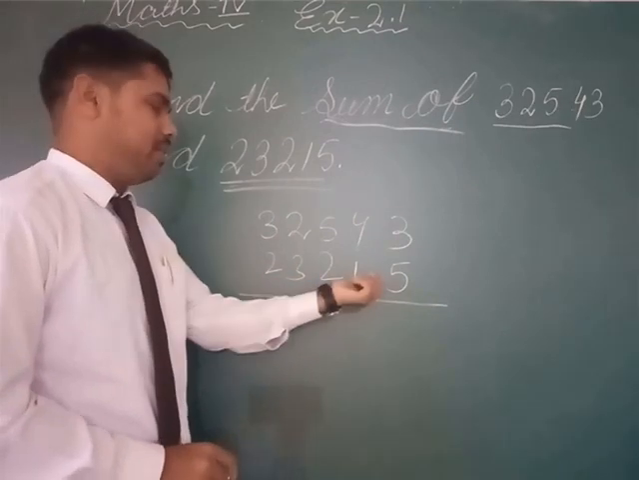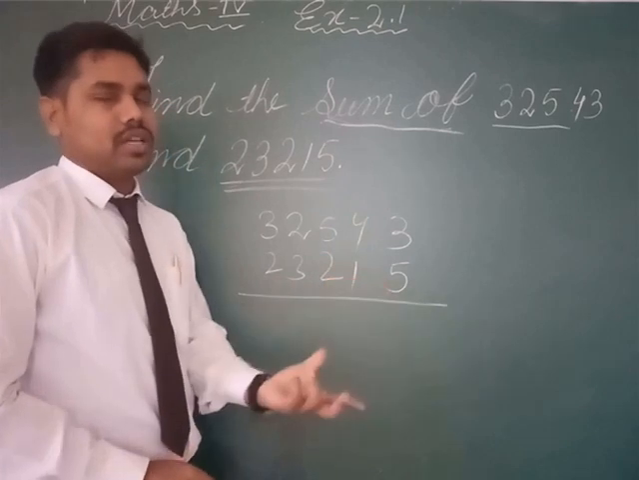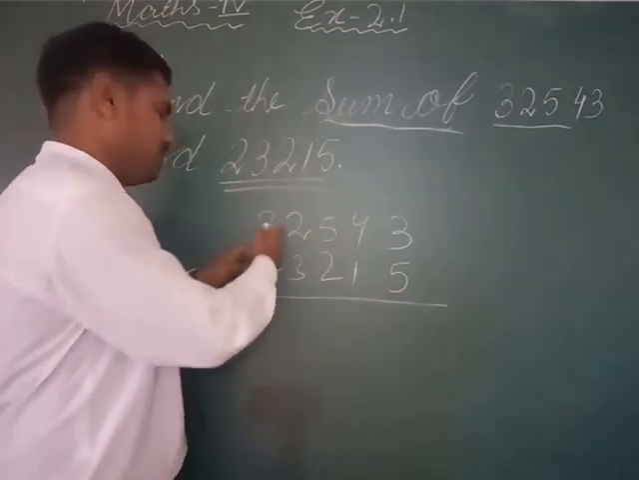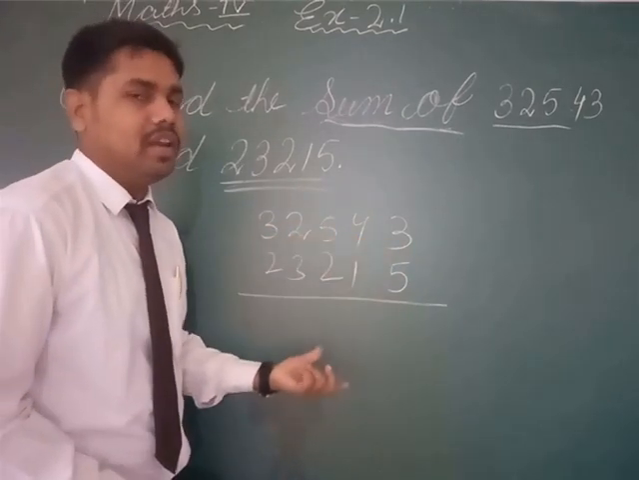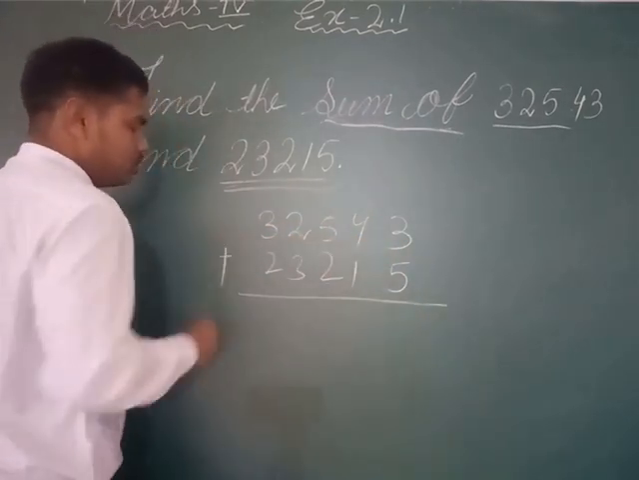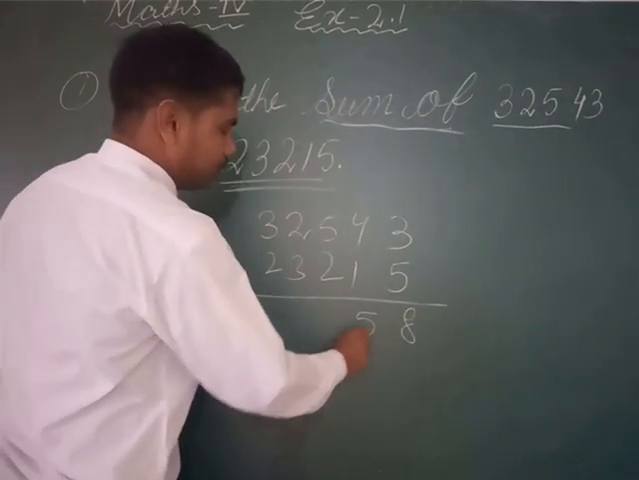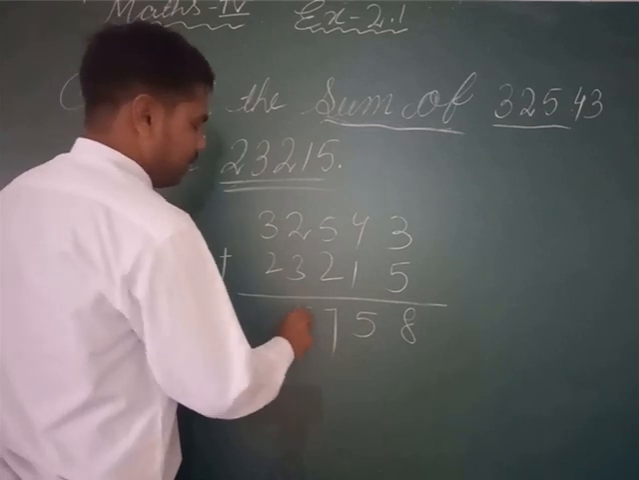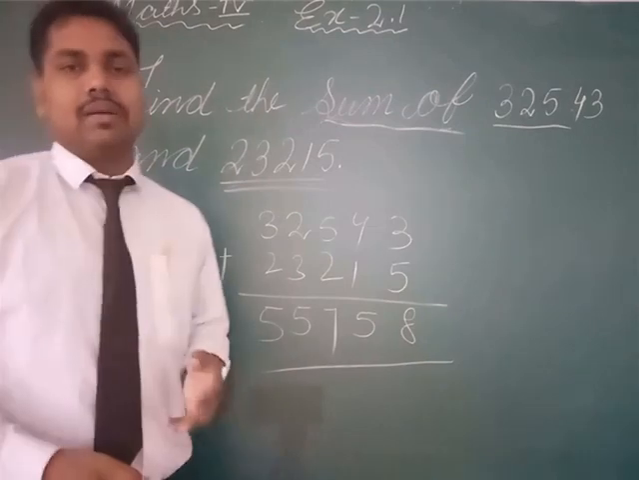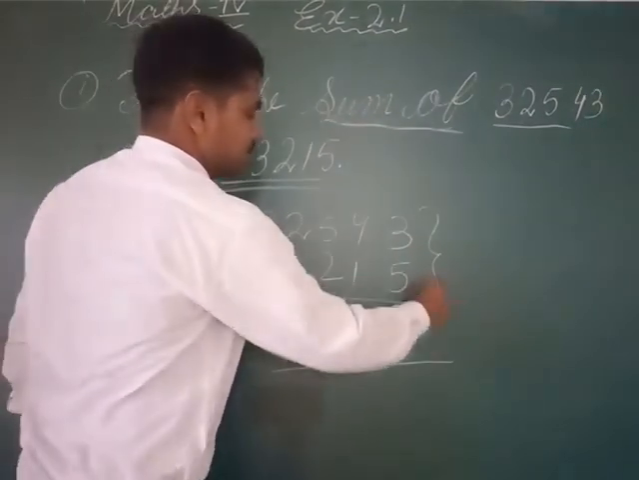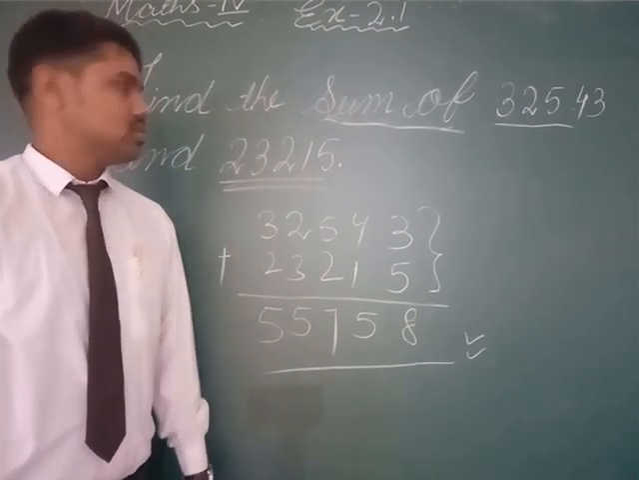Sometimes it may happen that one number has 2 digits and another has 4 digits. In that case you cannot start from the left side. If you start from that side, it will be wrong. So arrangement of numbers is very important in addition. Let's find the sum. 5 plus 3, 8. So 8, 4, 5, 7, 5, 5. This is the required sum. Here the addends are these two, and the sum is this one.